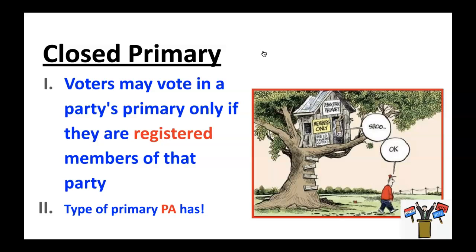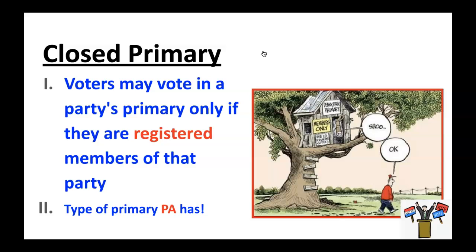In closed primary systems, voters may vote in a party's primary only if they are registered members of that specific party. So, for example, this is the type of primary that Pennsylvania has. If my dad is a Republican, he is only able to vote for the Republican nominee or candidates in the Republican Party. So he cannot be devious and vote for the weakest Democratic link on the other side to try to hope that they win and then move on. That's not how that works.